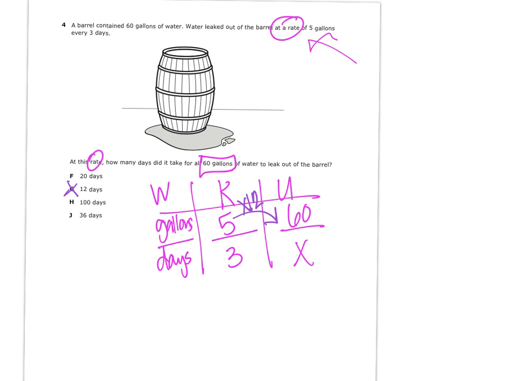Okay? What you do to the top, you do to the bottom. What's 3 times 12? 36. Took 36 days. Easy. That's an easy one, guys. Don't miss that. That's easy.